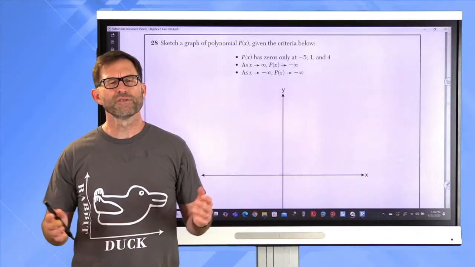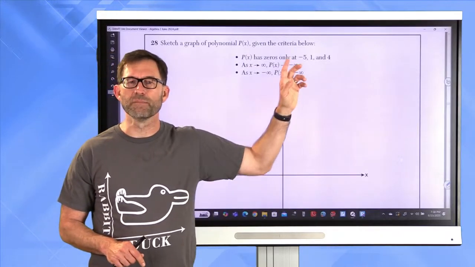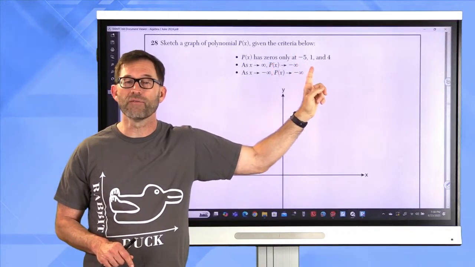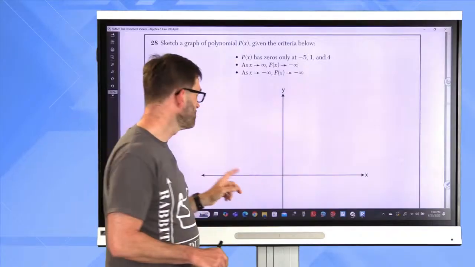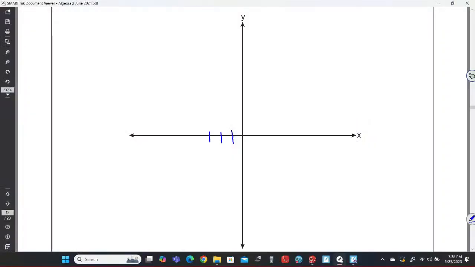All right, so let's talk about this problem. I actually really like this one. First, let's take care of the easy part. Let's plot the zeros only at -5, 1, and 4. All right, this is simple enough. So 1, 2, 3, 4, 5. 1, 2, 3, 4, 5.